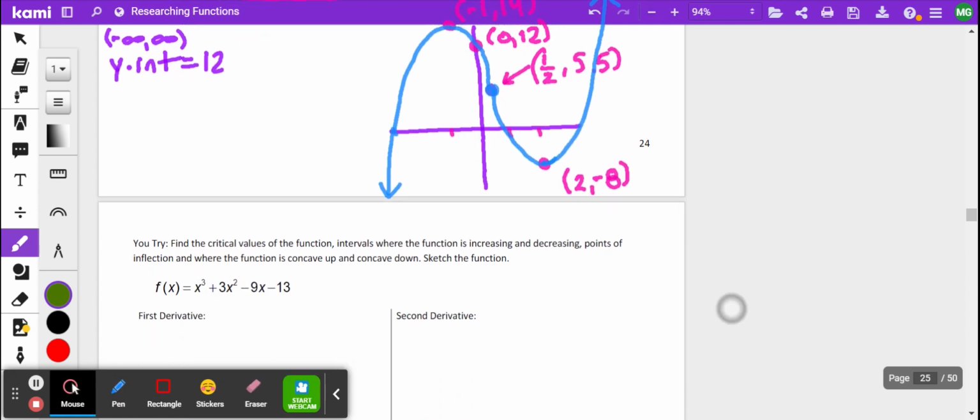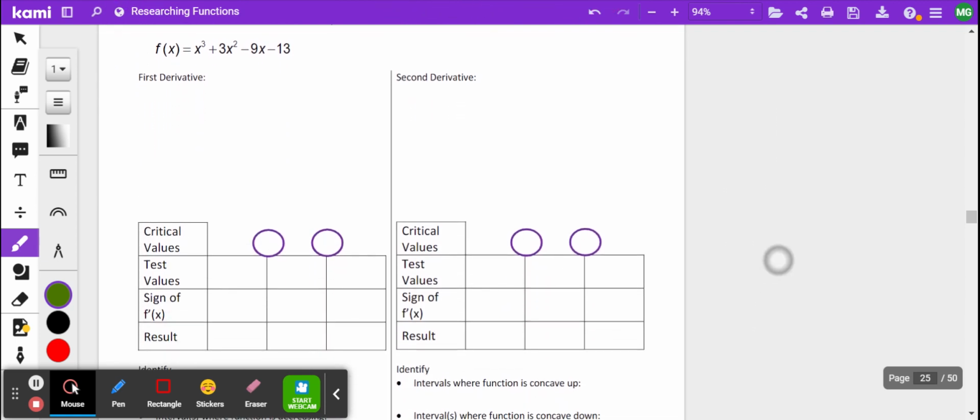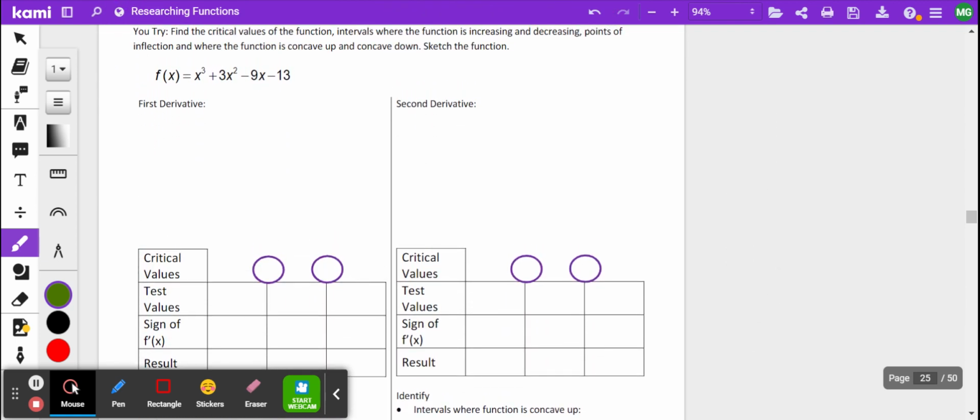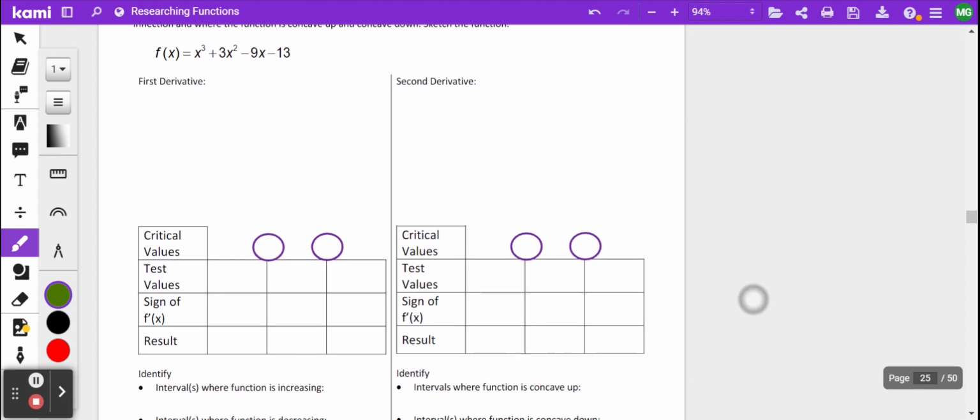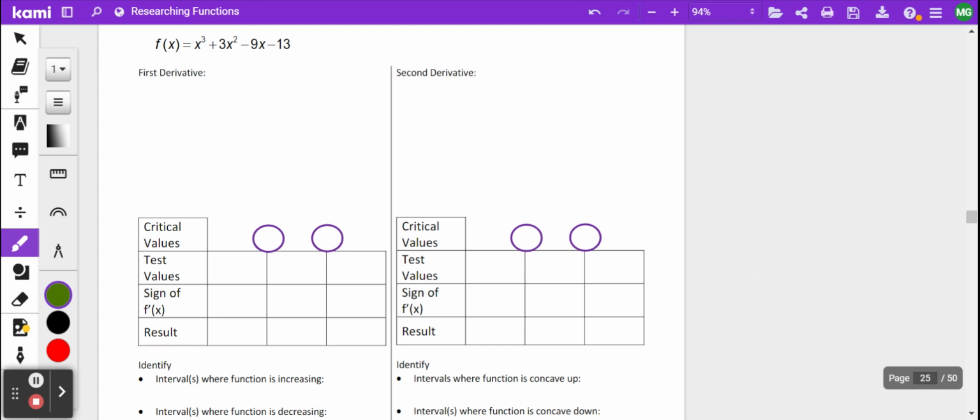Okay, we're going to do one more. Why not? This is fun. So here's our second problem. And what I'd like for you to do is go ahead and calculate the first derivative and put your critical values here and see what you get. See if you can fill out this chart and then restart the video. Okay, so you go ahead and do that, and let's see if we come up with the same values.